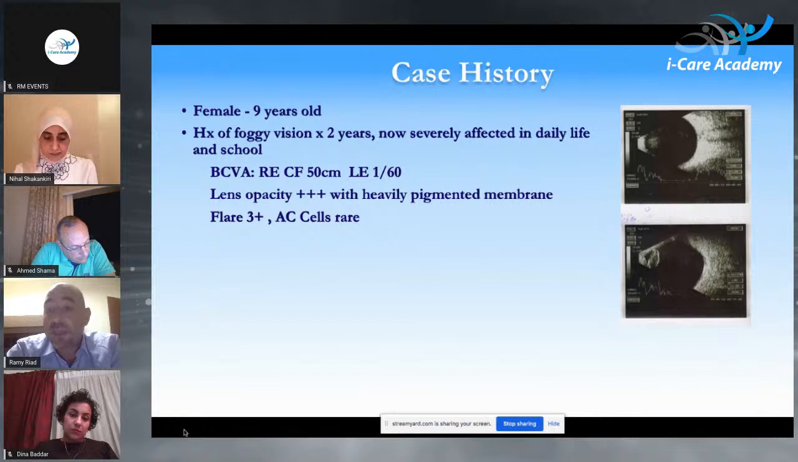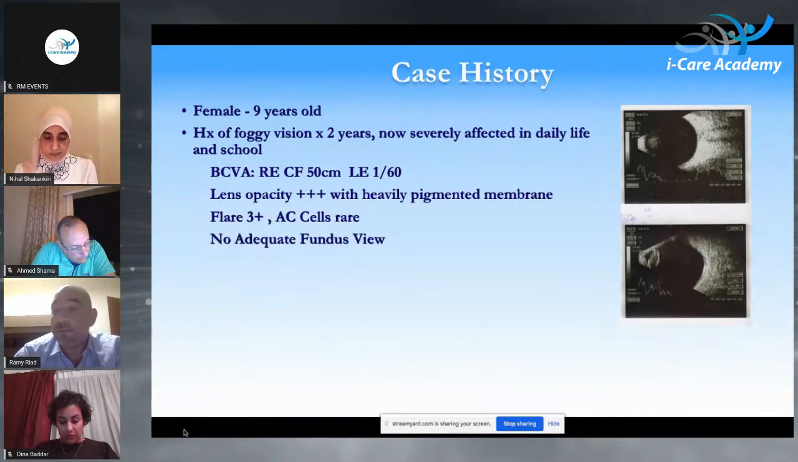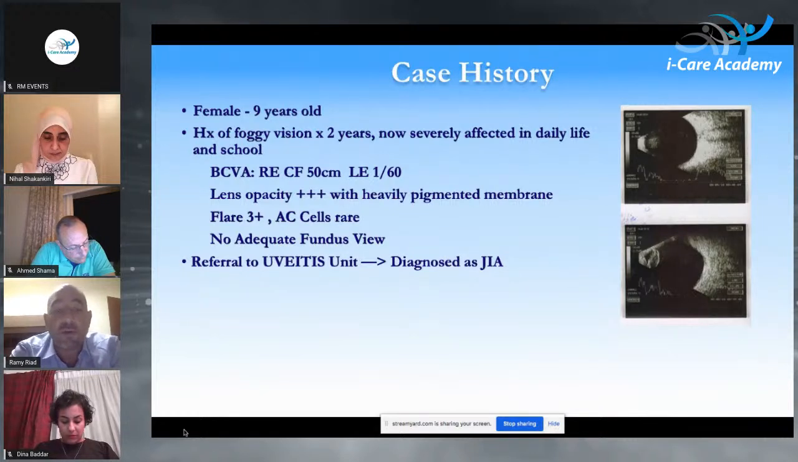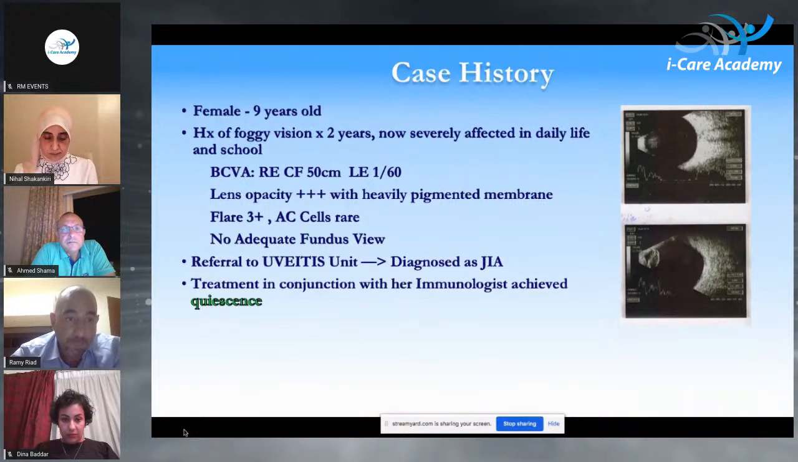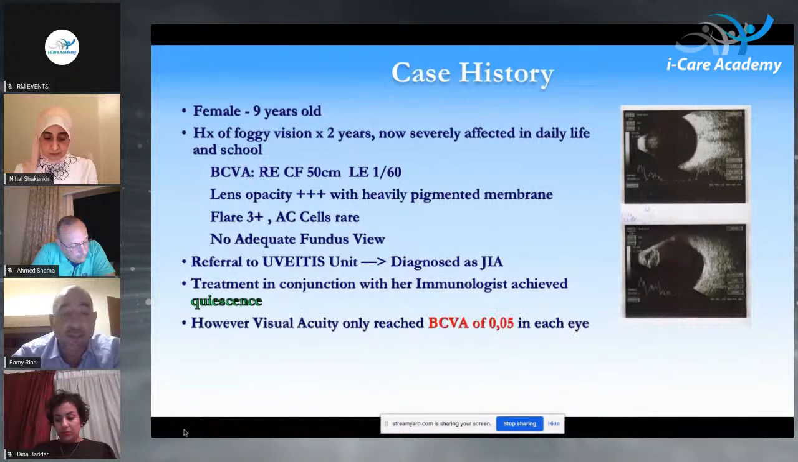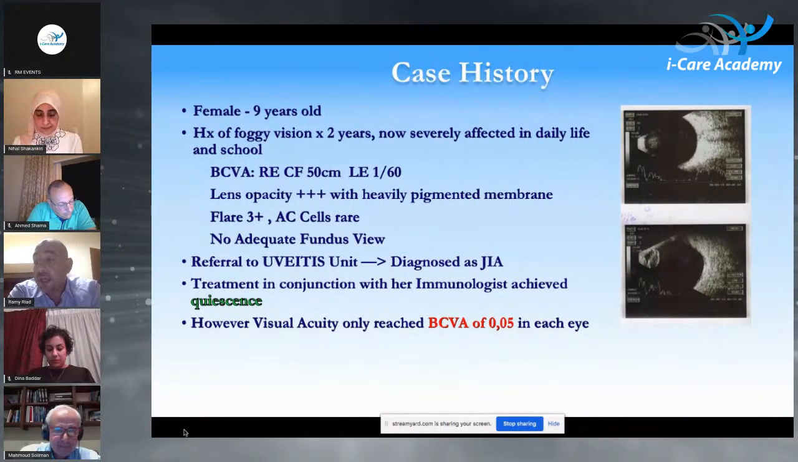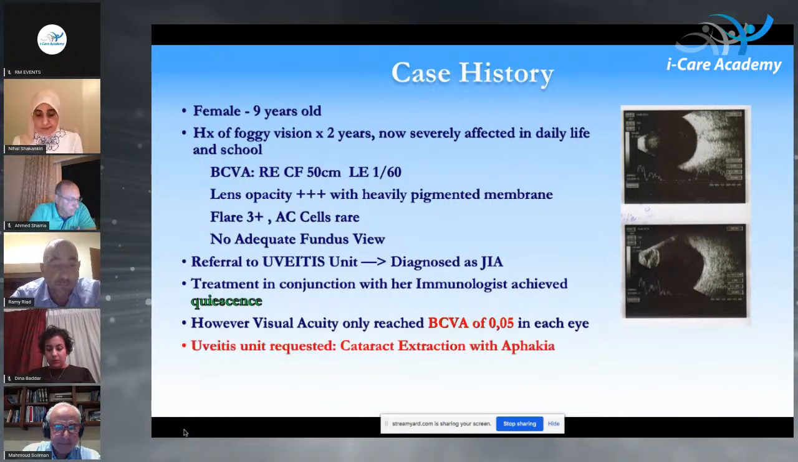Very dense lens opacity with heavily pigmented membranes, a lot of flare and cells. No adequate fundus view, so we referred her to the uveitis unit, and they diagnosed her with JIA. She took treatment in conjunction with her immunologist, and she achieved quiescence. However, the visual acuity was still 0.05 in each eye, and she could not perform her daily life or school well. So our uveitis consultant requested the cataract extraction with aphakia.